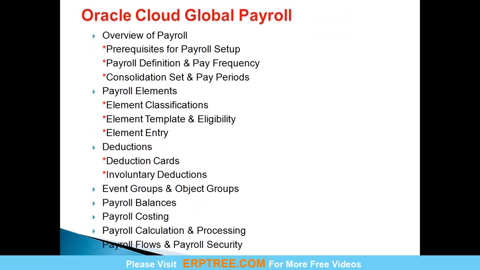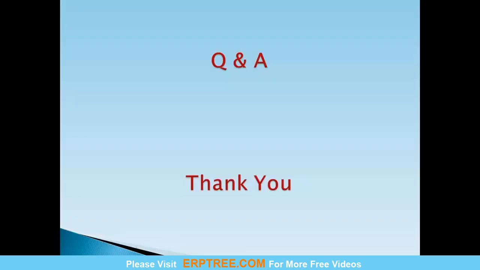And also we are going to cover payroll, global payroll. In that, we are going to cover an overview of the payroll, how to define the payroll elements and the related information. So when we say element, deductions also will come in that, earnings and deductions. As a part of deductions creation, we have something called deduction card, involuntary deductions. Then we have some groups, event groups, object groups, payroll costing, balancing, payroll flow and payroll security. These topics will be covered under payroll.